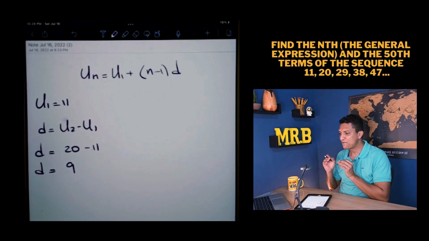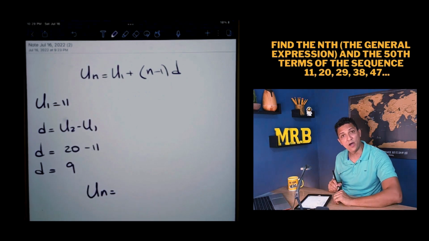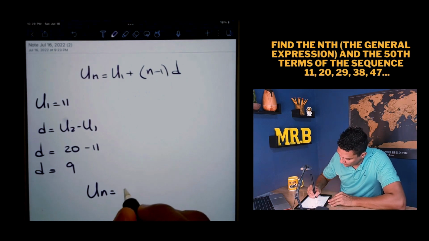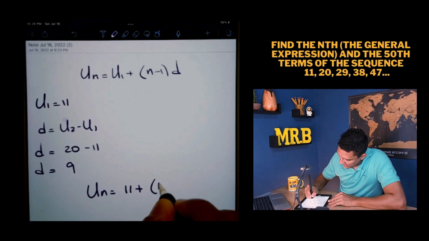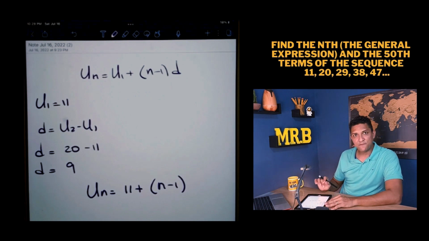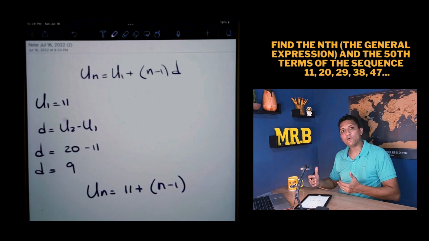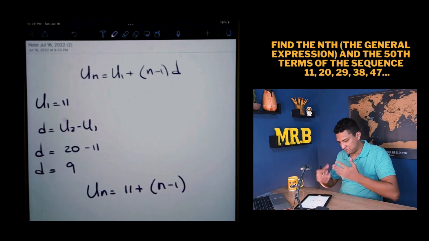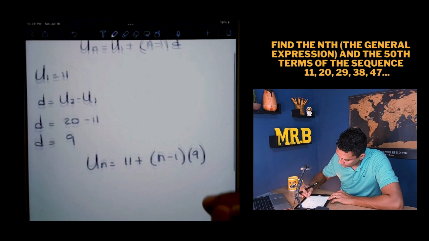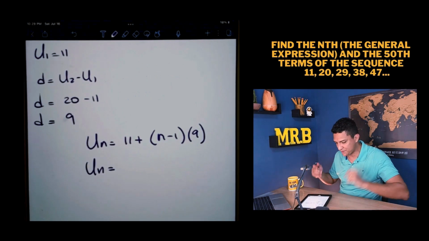The first question is find the nth term, okay? So I'm gonna take the formula that is above, okay? And I'm gonna substitute the values that I already have. The first term is 11, okay? N, I'm gonna keep it like n. Why? Because when they are asking me for the nth term, that means that that is the variable that is gonna stay in the formula. I'm gonna continue solving it. Now I need to replace the common difference, okay? And now I'm gonna simplify this, okay?